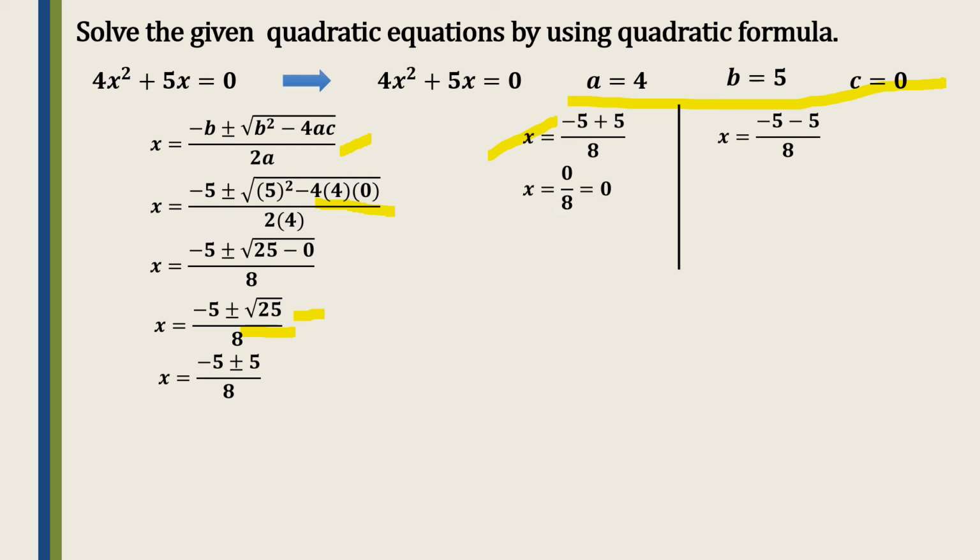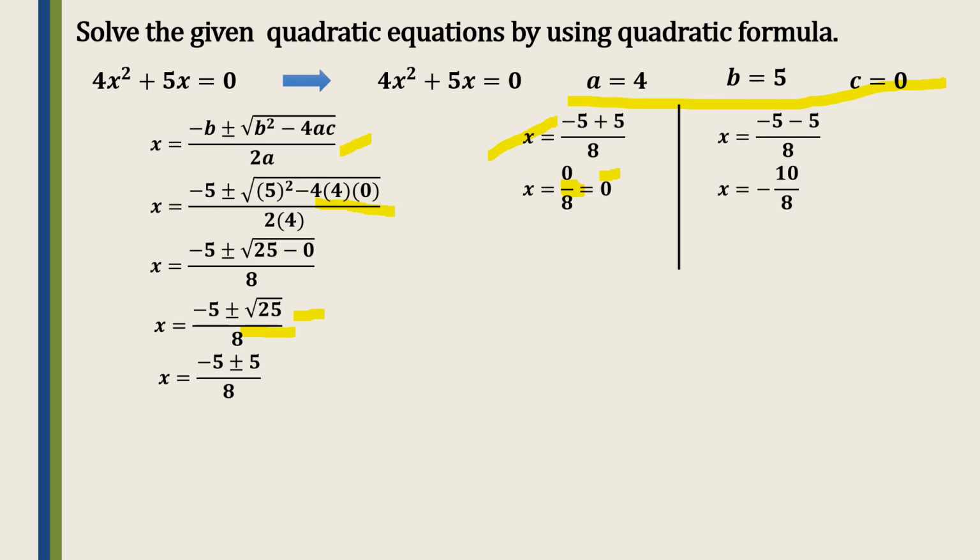We have x equals negative 0 over 8. Bakit naging negative? Negative 5 plus 5, we have 0. So, by the way, mawawala na yung negative sign natin. Ang sagot na lang ay 0 over 8. 0 over 8, that is equal to 0.